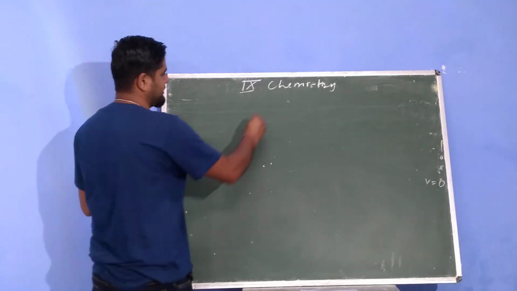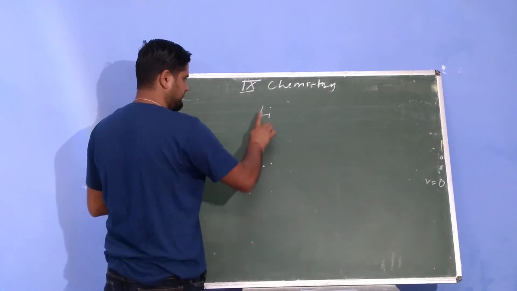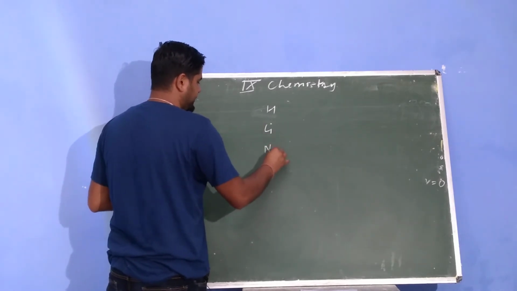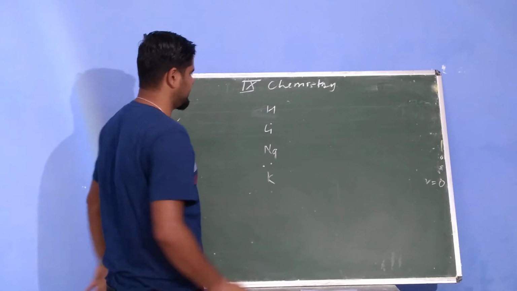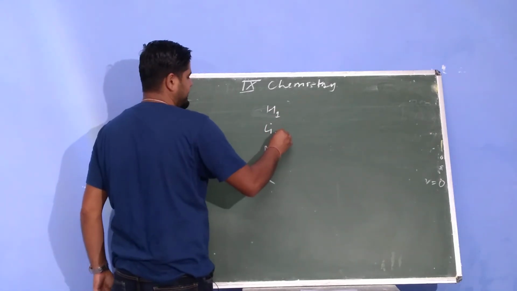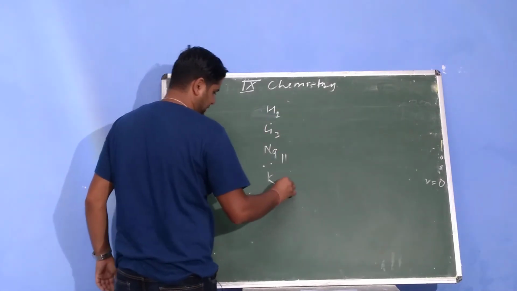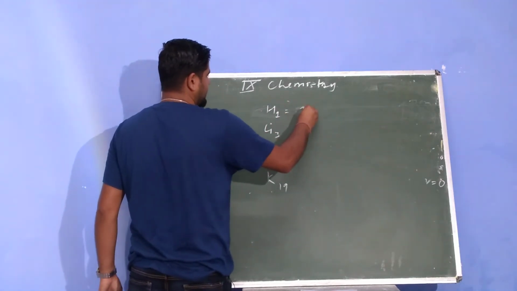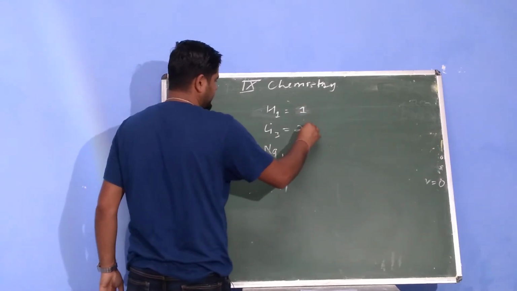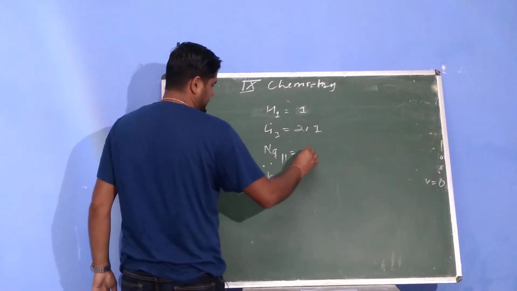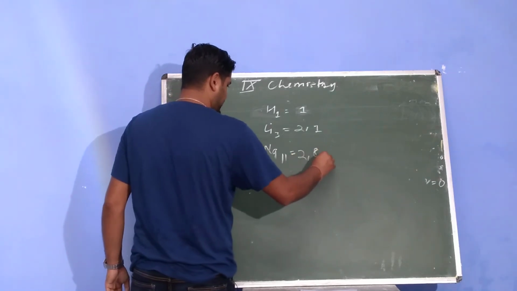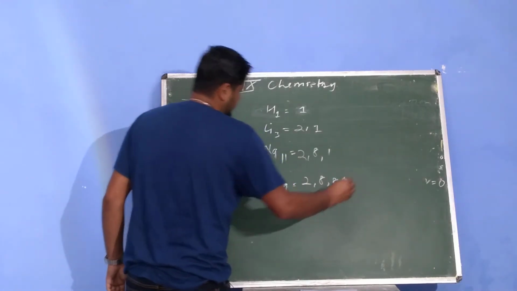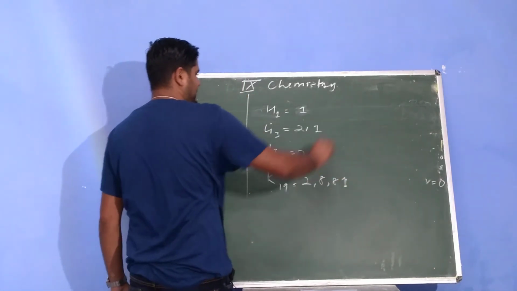Okay, I'll give you a simple example. Hydrogen, lithium, sodium, potassium. Their atomic numbers are 1, 3, 11, 19. Yes or no? So the electronic configurations are 1, 2-1, 2-8-1, and 2-8-8-1. Yes or no? This is group 1 elements.